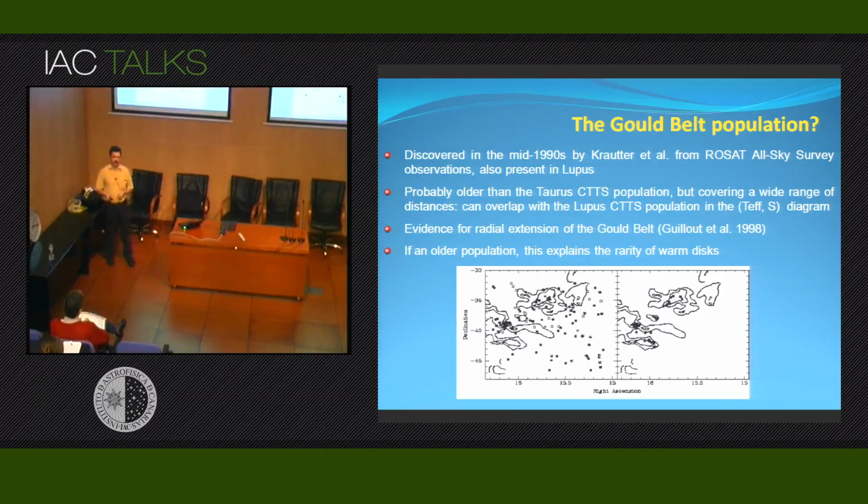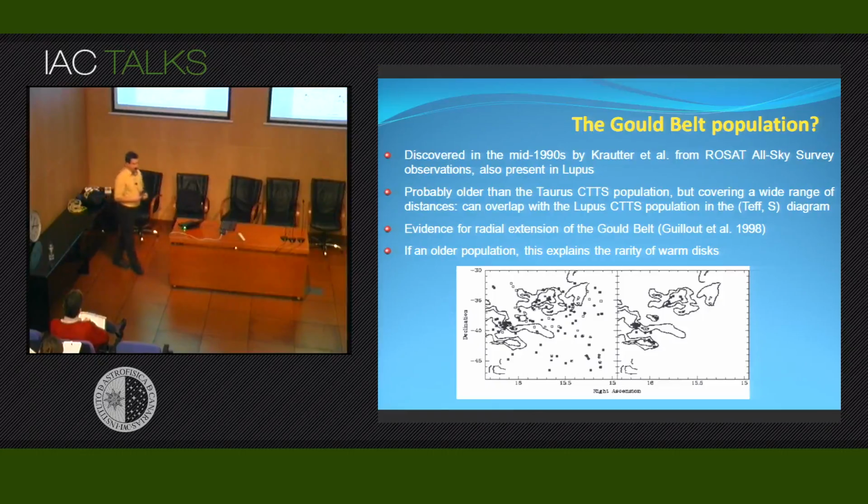The Gould Belt is extended in the radial direction. So if we look in the direction of Lupus, which is located in the Gould Belt, we expect to see some foreground population composed of objects that are more evolved than the members of the Lupus clouds, but since they are closer to us, even if they are intrinsically less luminous, they appear with similar apparent magnitudes, just because the range of distances happens to be the right one to mimic the apparent luminosities of the cloud members.